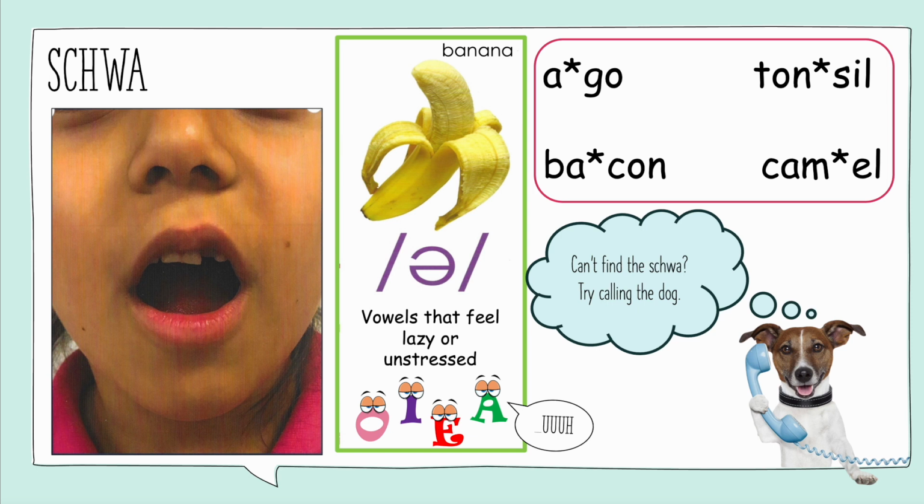If you just talk normally, "bacon," you can hear my "bay" is high, and my "kun" comes down, "bacon." My voice drops. Sometimes it's tricky for students to hear, so calling the dog is a really fun one. All right, let's go to bossy R.